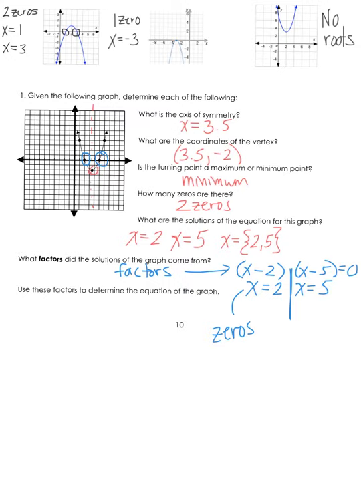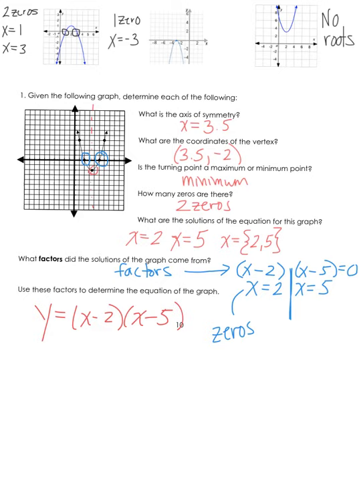Use these factors to determine the equation of the graph. Well, I can say that the equation of the graph is, I'm just going to change colors here, y equals x minus 2 times x minus 5. That would be in factored form.